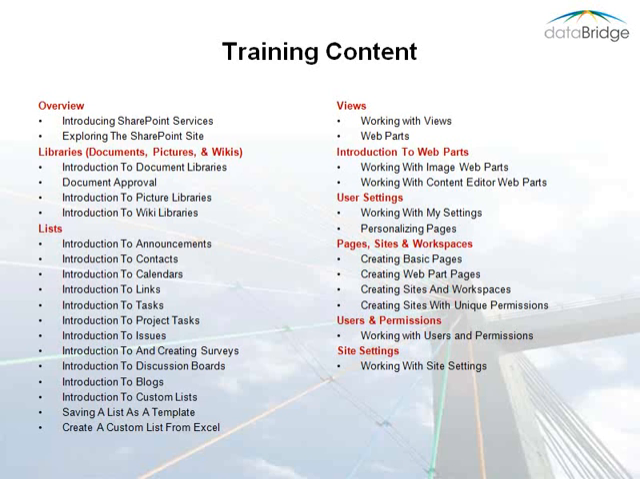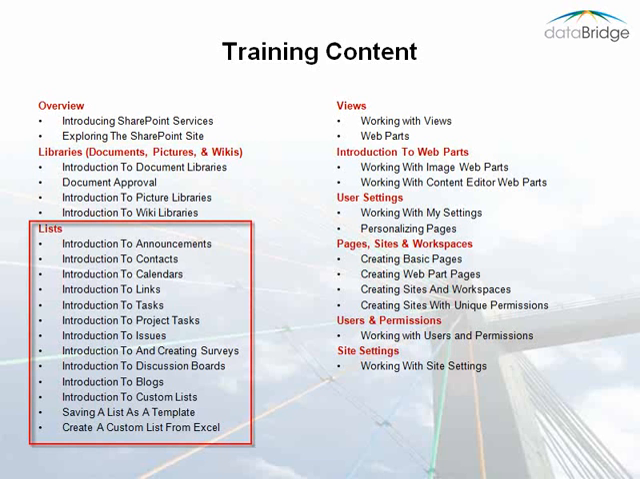We've broken the training into 9 main areas, starting with an overview of the site, and then we get into some specifics like libraries, the different kinds, documents, pictures, and wikis, the different kind of lists that come with SharePoint out of the box, like announcements and calendars and task lists, as well as the ability to create custom lists from scratch or from an Excel spreadsheet.